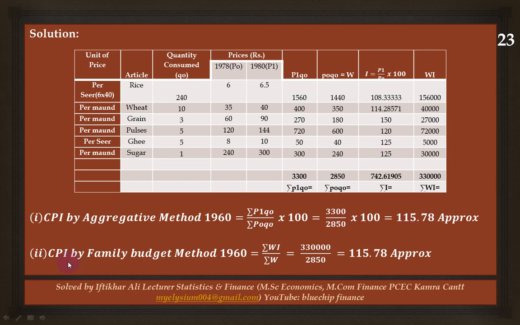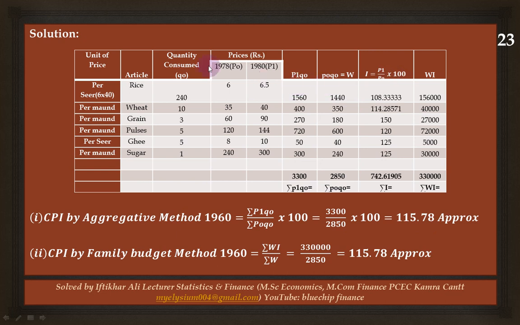Now we come to the CPI method. Here it is equals to sum of WI over sum of W, where P naught Q naught is equals to W, so that is equals to 2850, and WI, here we calculate I first. I is equals to P1 over P naught multiplied by 100.